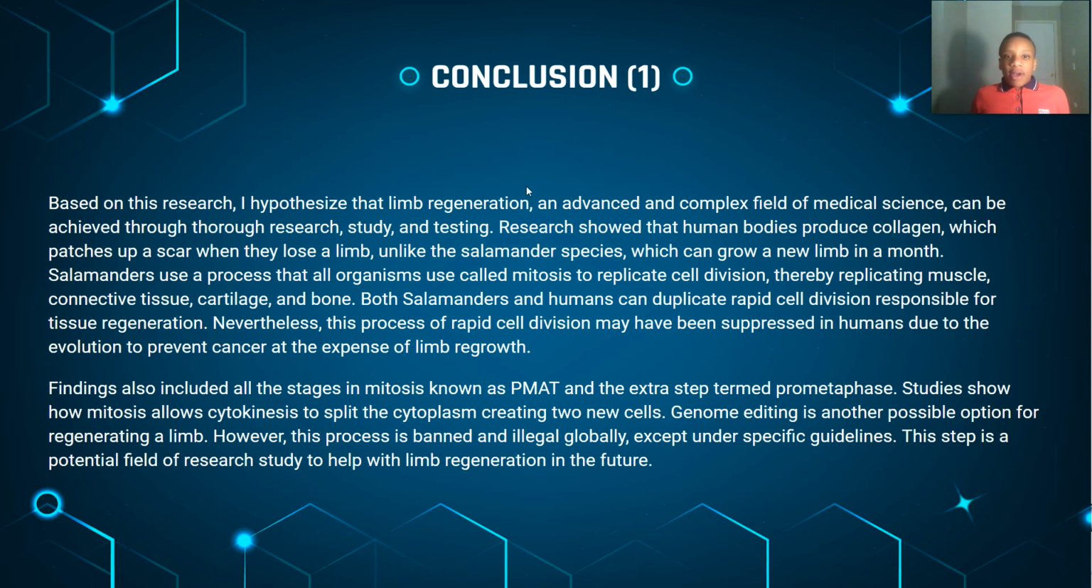I hypothesized that limb regeneration can be achieved through research study and testing. Both salamanders and humans use mitosis, but salamanders can use this process to regenerate a limb. Humans may have actually had the ability to regenerate too, but it may have been suppressed in humans due to evolution to prevent cancer at the expense of regrowing a limb. Another possibility was genome editing. Although this process is banned and illegal globally, except under specific guidelines, this step is a potential field of research study to help with limb regeneration in the future.